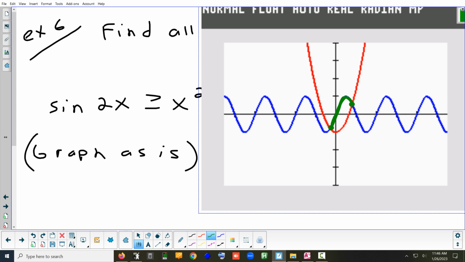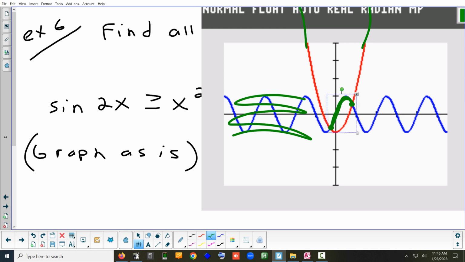Out here, all this stuff doesn't matter. That's all below the parabola. Think about it. The parabola is way, way up at that point, and same thing over here. It just keeps going up. So all this stuff is below. This is the only section where it's above. And it's said above or equal, which is why I use closed circles.